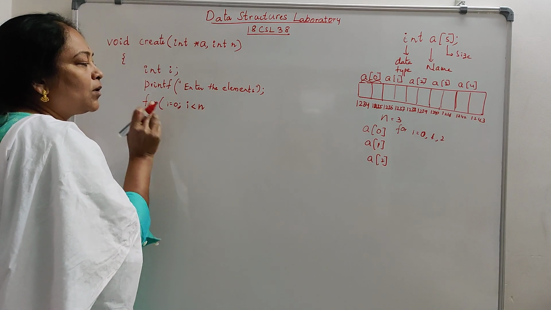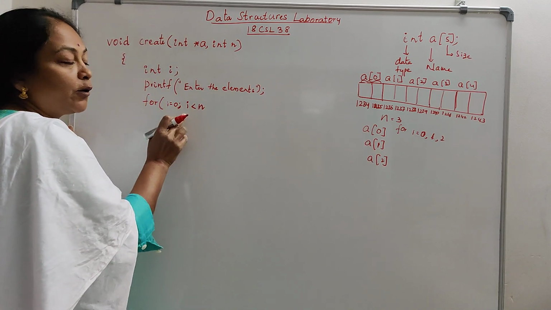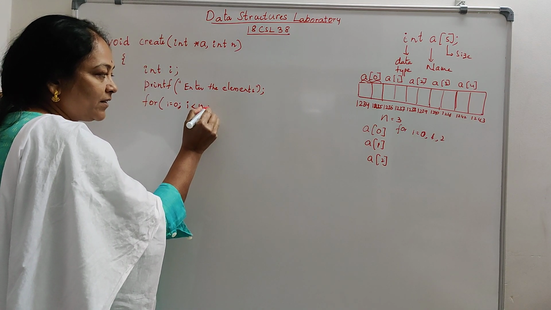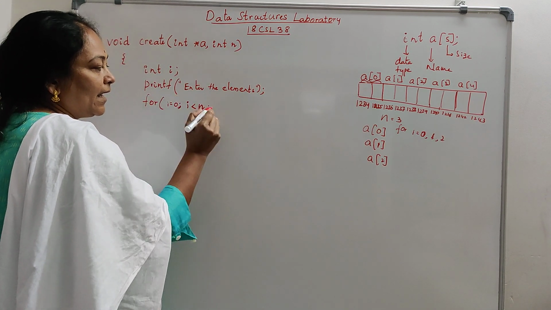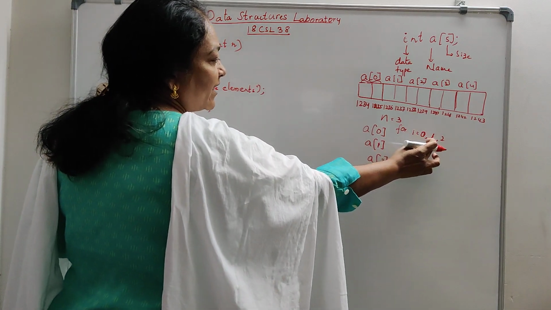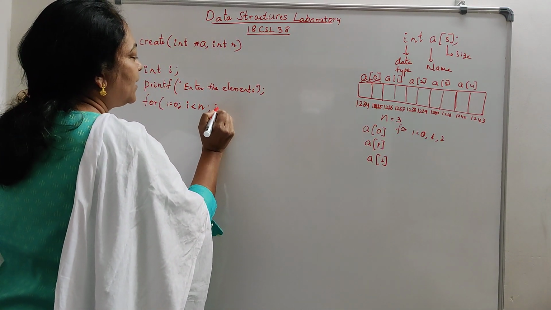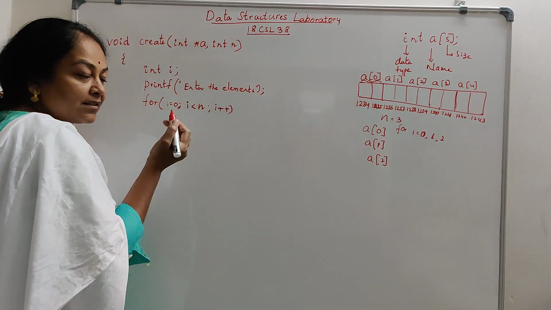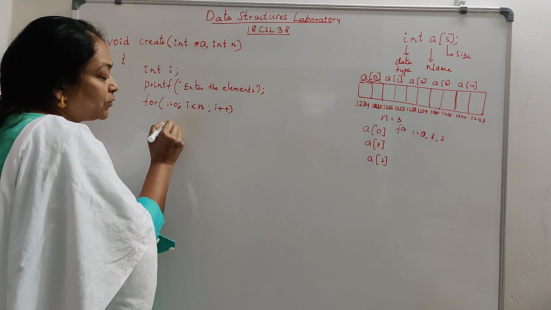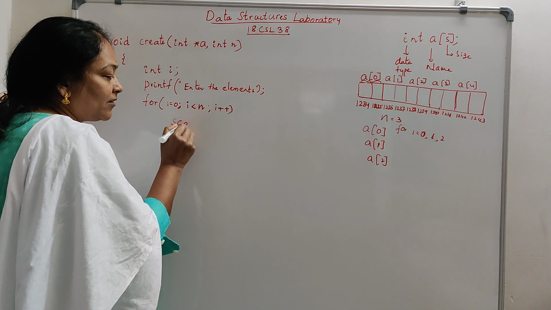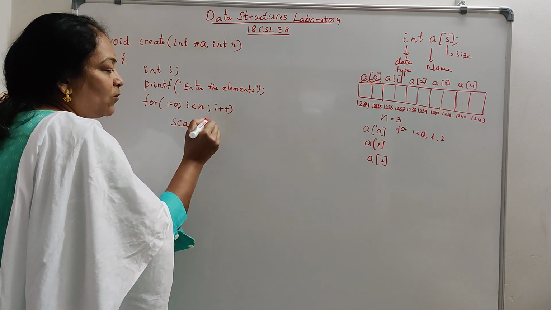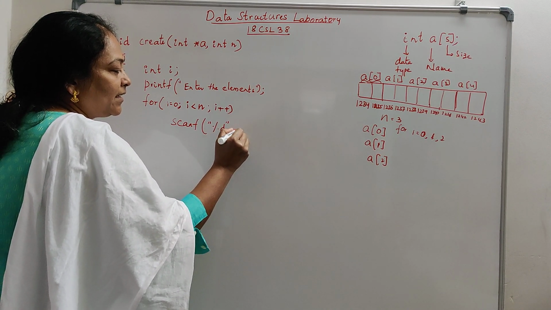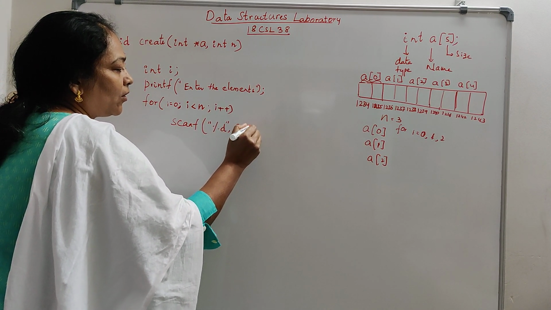If you prefer, you can make it less than or equal to n minus 1. Otherwise I'm just using i is less than n. And each time it will be incremented by 1, so i plus plus. Then what is the function that will be used for reading the element? scanf. What kind of element? It is an integer, so here %d and ampersand A of i.